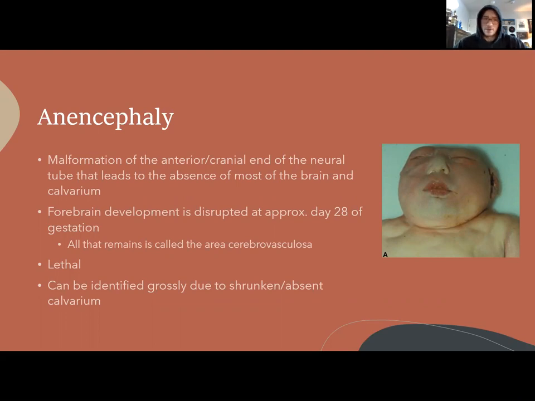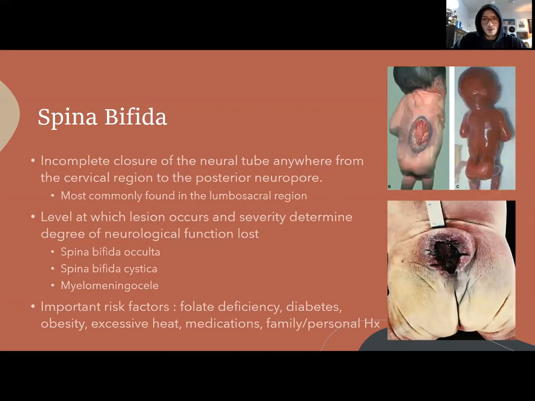So grossly, you can identify anencephaly at the bench or in the forensic setting by the shrunken calvarium or absent calvarium. Spina bifida, on the other hand, is going to be the incomplete closure of the neural tube anywhere from the cervical region to the posterior neural pore. They're most commonly found in the lumbosacral region, as you can see in the bottom picture as well as the picture in the upper right. But it is important to note that it can happen anywhere in the thoracic, lumbar, or sacral region.